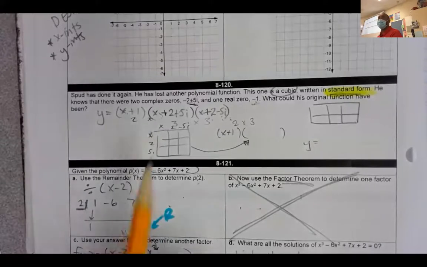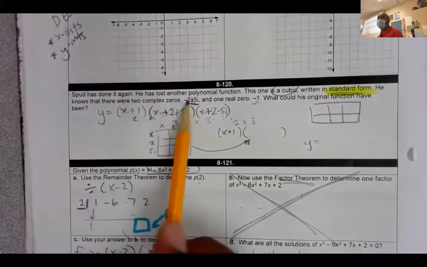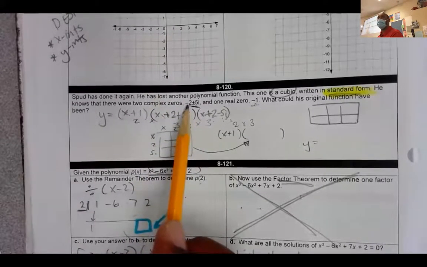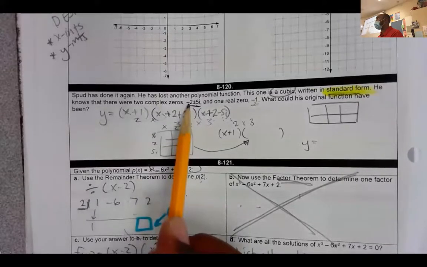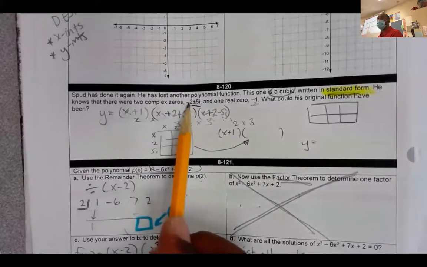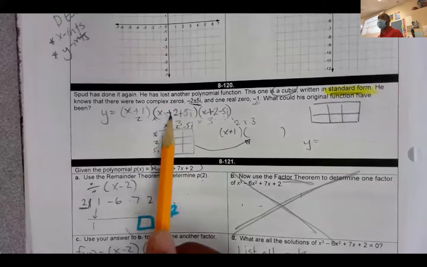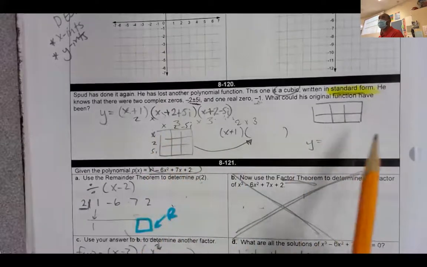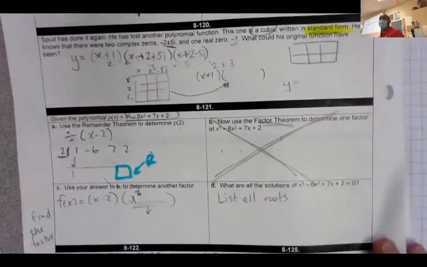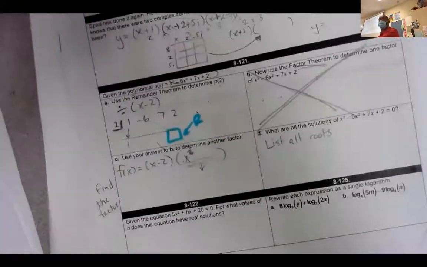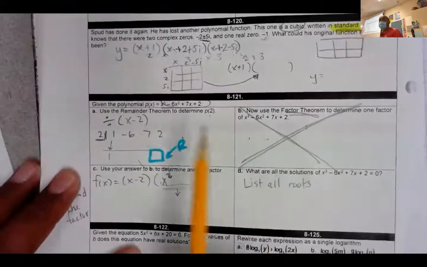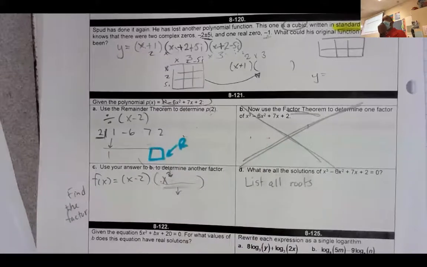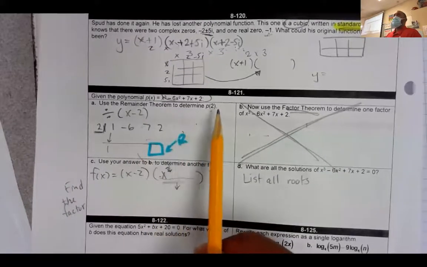So again, the key part is that beginning part: change the real part of the complex number or solution, switch the sign, and then 3x3 and 2x3. Okay, now the next question, 8-121. It says use the remainder theorem to determine P of 2.